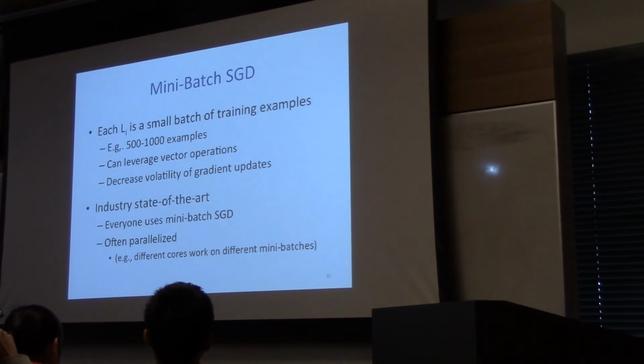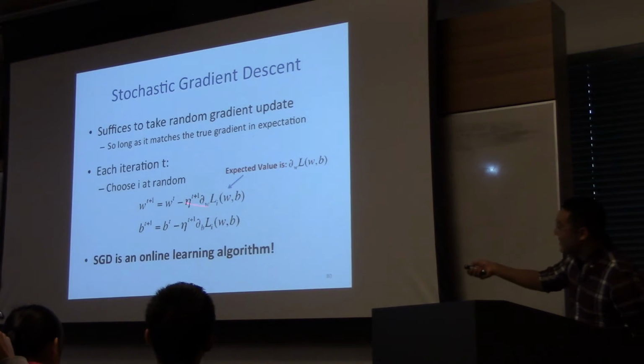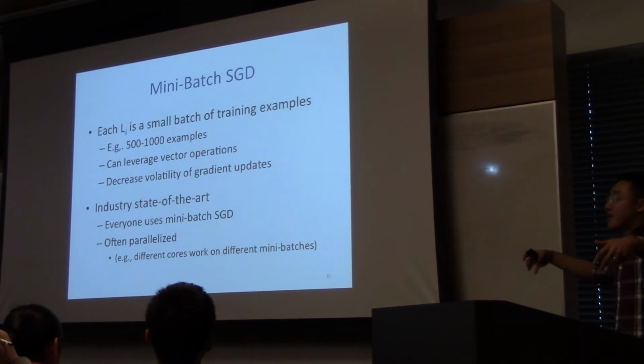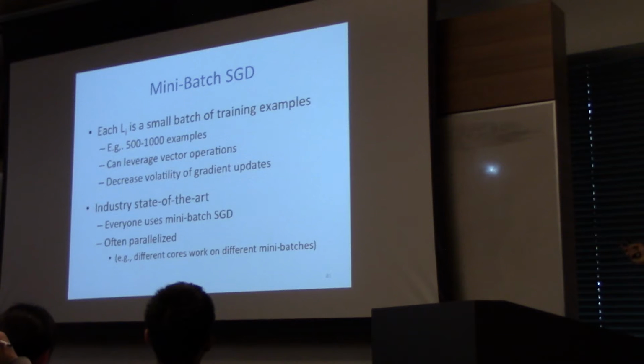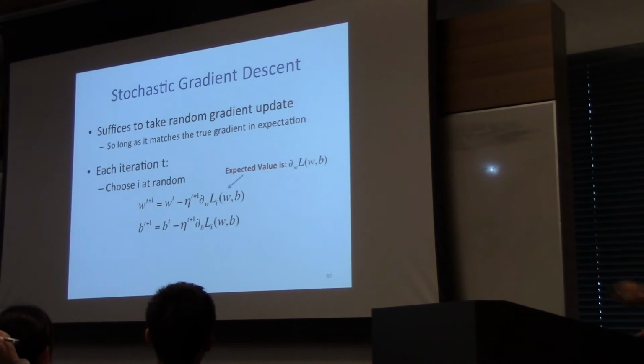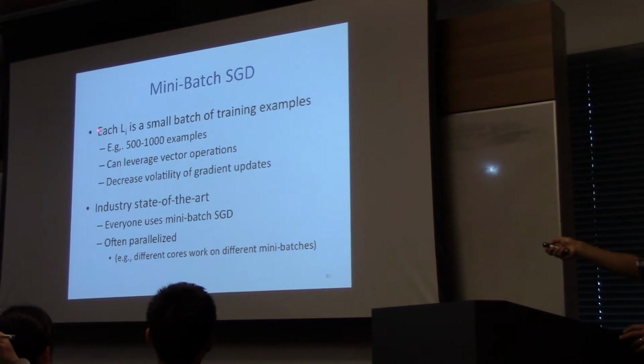So what people actually do in practice is not just update one example at a time. They do what's called mini batch SGD. So remember, batch learning is when you look at all the training data before you make a gradient update. Mini batch SGD is the following. I'm going to decompose this. Instead of one subcomponent per data point, I get one subcomponent per batch of training examples. For example, 500 training examples or 1,000 training examples.